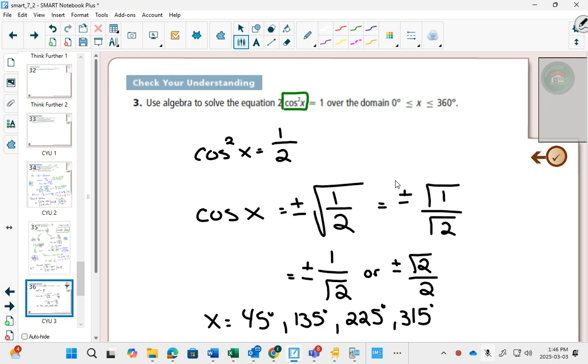And check, I solved between 0 and 360. Finally, they didn't change the domain on me. Yay. It said to solve between 0 and 360. So this is done.